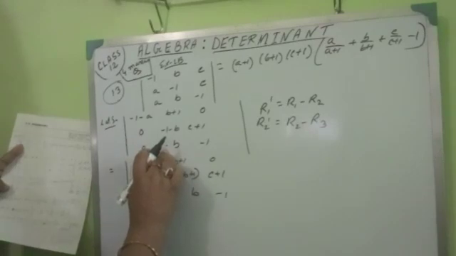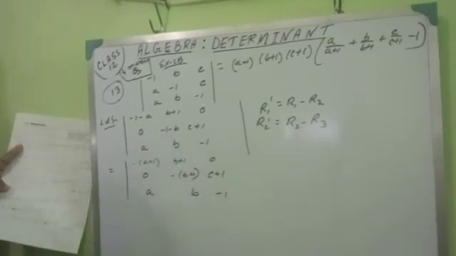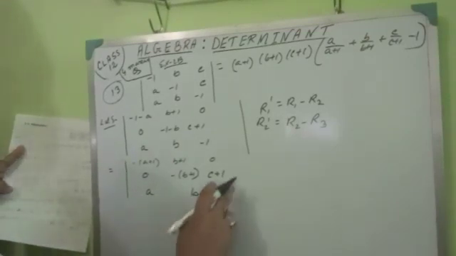Why is it minus b? It's not minus b, it will be only b. So it is only b. AB minus 1, AB minus 1, minus C plus 1. Okay.